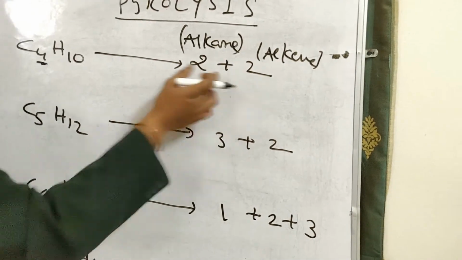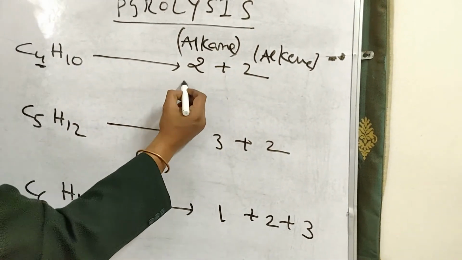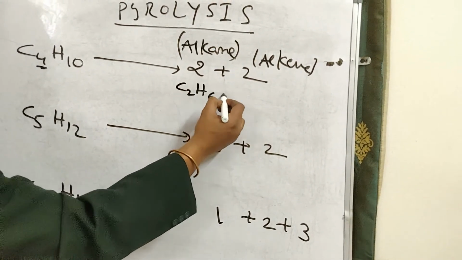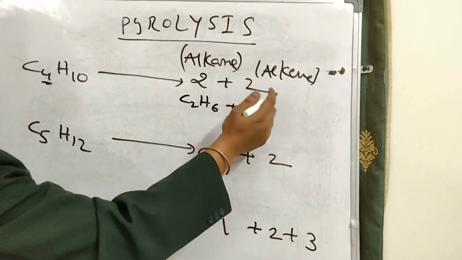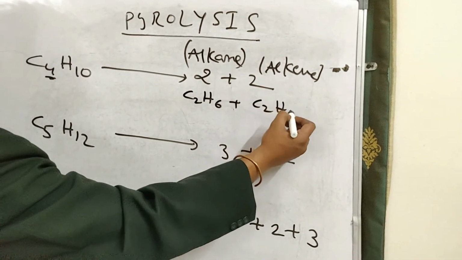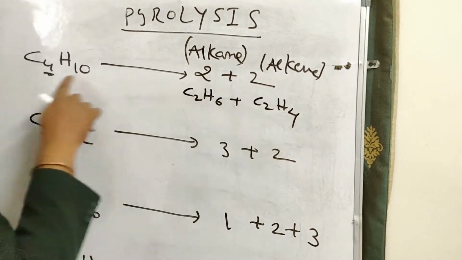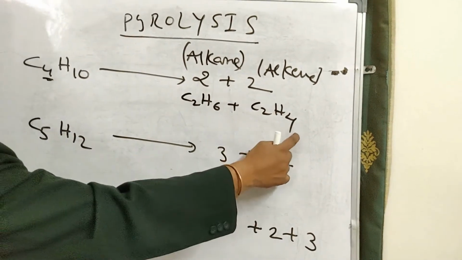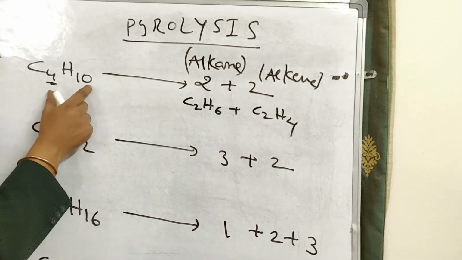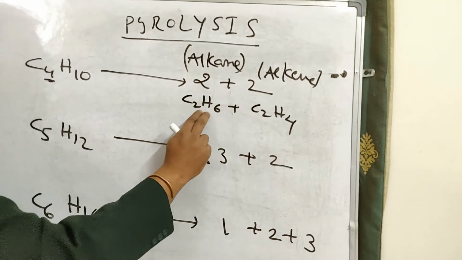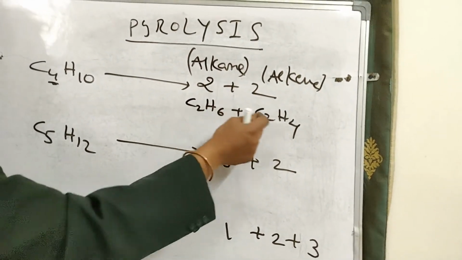Here 4 is there, no? 4 means 2+2 is 4. Here 2 means ethane, C2H6, plus alkene. The second one, the alkene, is ethylene, C2H4. Look at this one: 2+2 is 4, and 6+4 is 10. That means butane undergoes pyrolysis and gives ethane and ethylene.